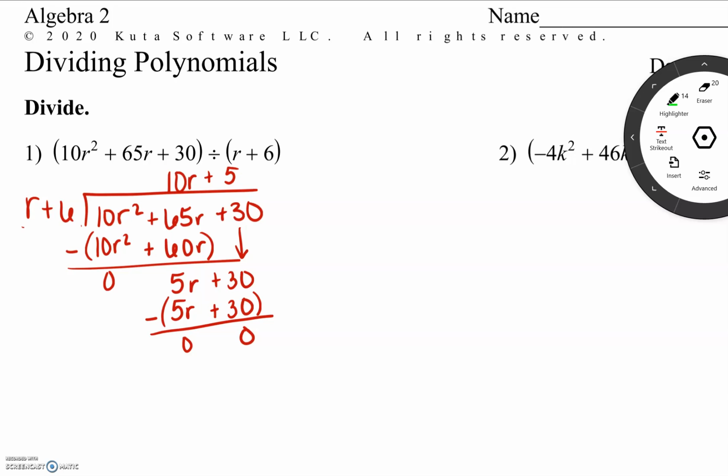And we have nothing left to pull down. Nothing can go into 0. So we are finished. And what we just did was we just factored that polynomial. We know what 2 of the roots are now. We know 2 of the solutions. So I'm going to rewrite my answer down here.